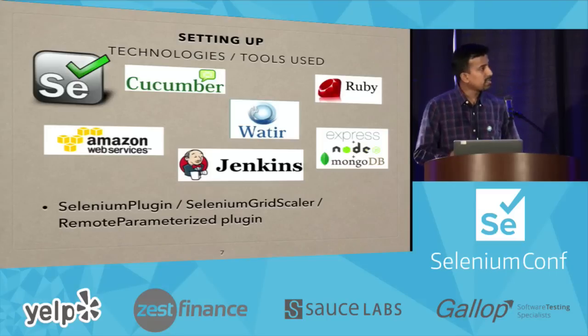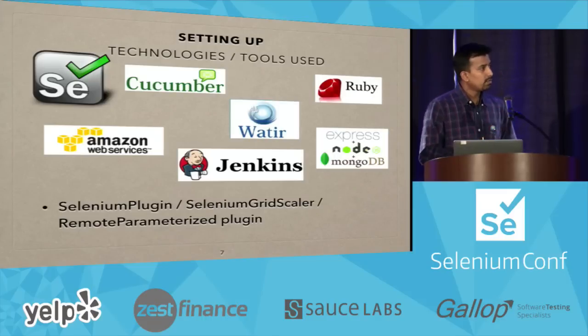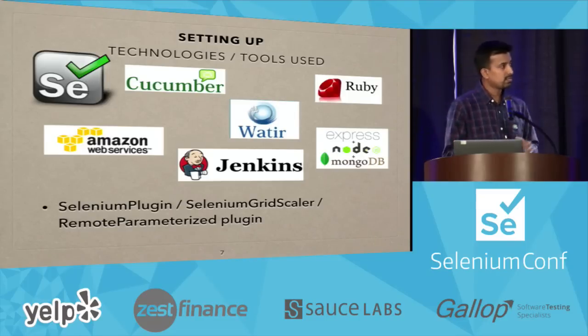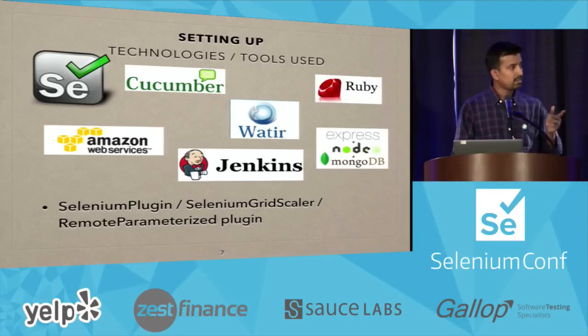So we are starting with the setting up section. What are the tools and technologies used to achieve this? We have our internal framework. We use Cucumber, WebDriver, and Ruby. WebDriver, most of you know, is a wrapper over Selenium WebDriver. We use Amazon Web Services. We use Jenkins to run jobs, and Mongo databases.